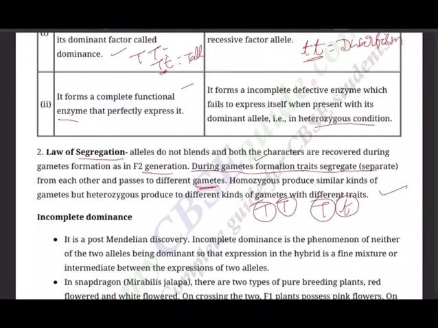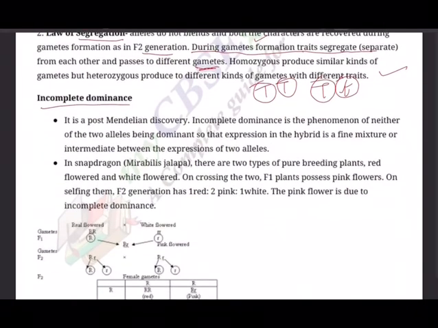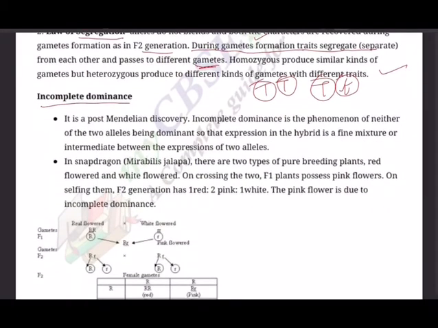And in the law of dominance, there are some exceptions like incomplete dominance. Incomplete dominance is wherein the dominant gene will not express its dominance completely. So there is something called hybridization. So it is post-Mendelian discovery. This is not during Mendel's time. The neo-Mendelists or neo-geneticists have found this out.